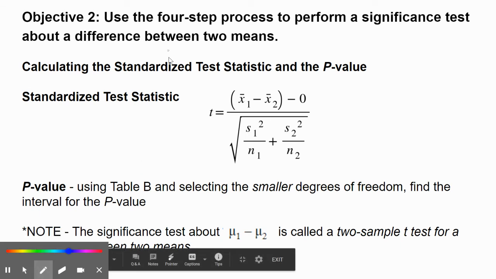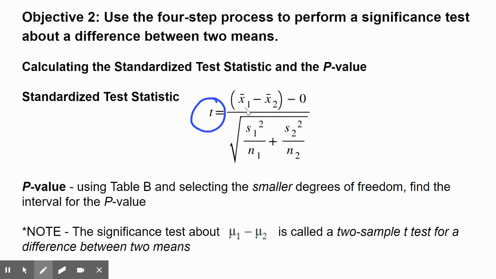Okay, so when we're finding the standardized test statistic, we're finding the t-value. Again, it's sample mean 1 minus sample mean 2, minus 0, which is the null value, but we don't really write that. So it's just the difference in the means divided by the standard error, using the sample standard deviations and the sample sizes.